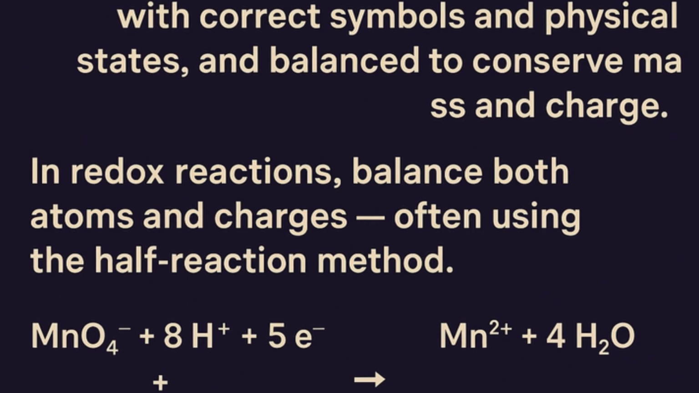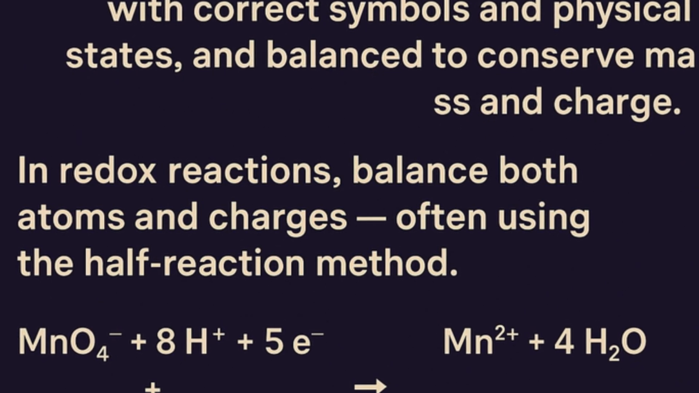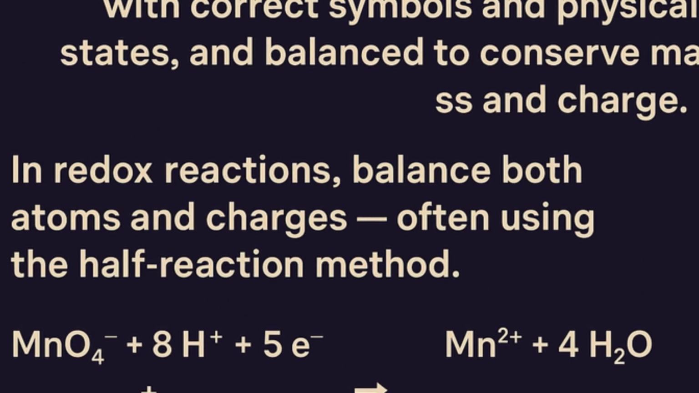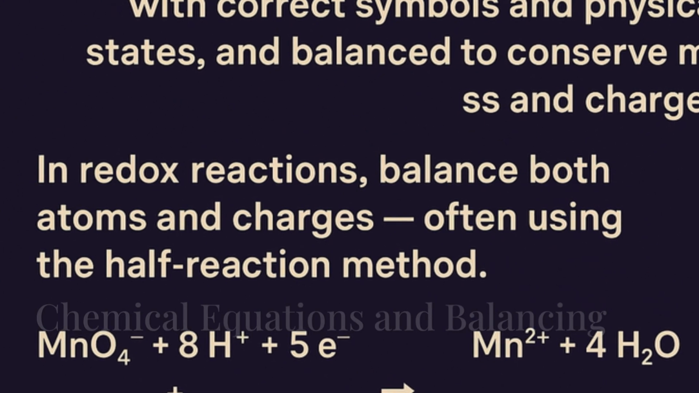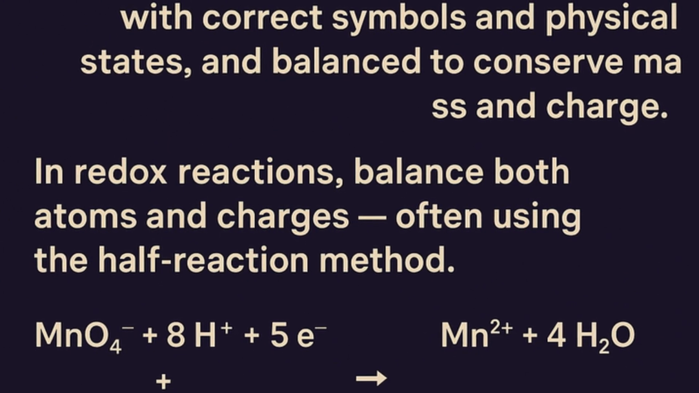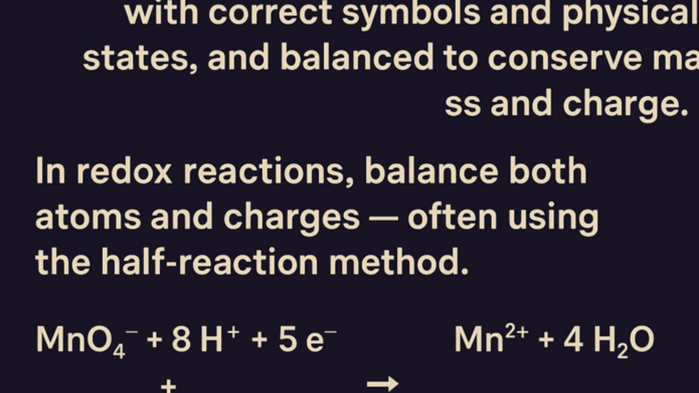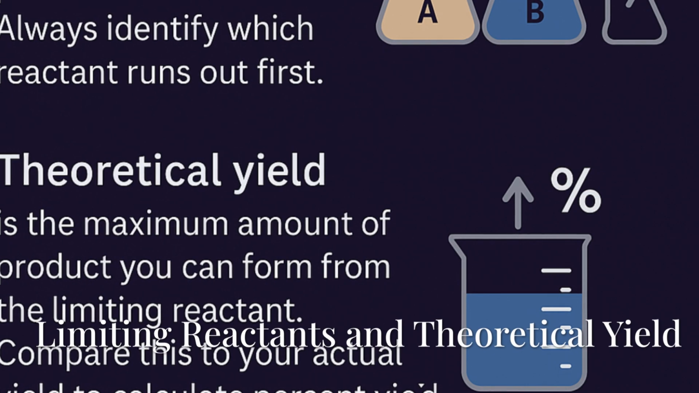Now, disproportionation reactions are quite interesting because they involve the same species being both oxidized and reduced. Chemical equations must be written with correct symbols and physical states, and balanced to conserve mass and charge. In redox reactions, balance both atoms and charges, often using the half-reaction method.